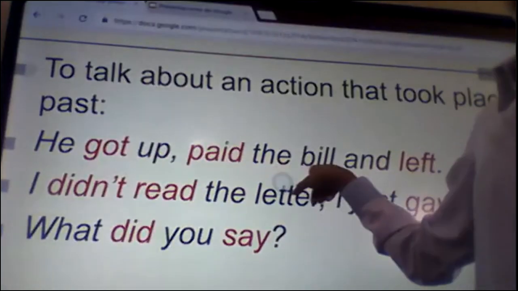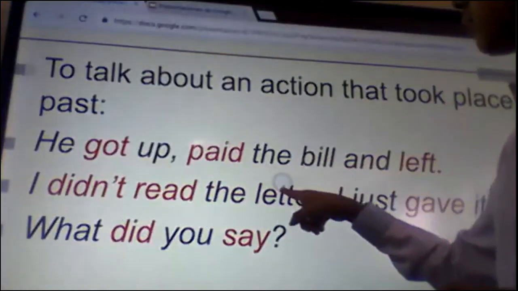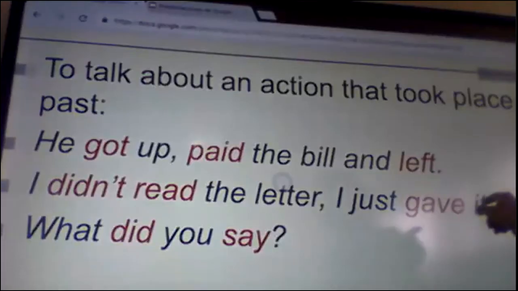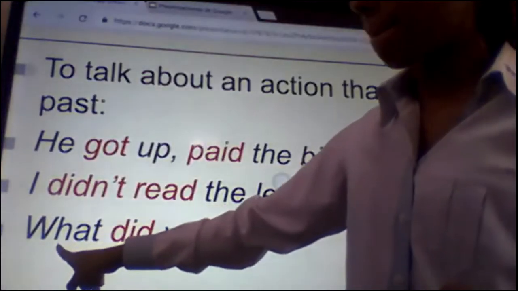To talk about an action that took place in the past. Examples: He got up, paid the bill, and left.